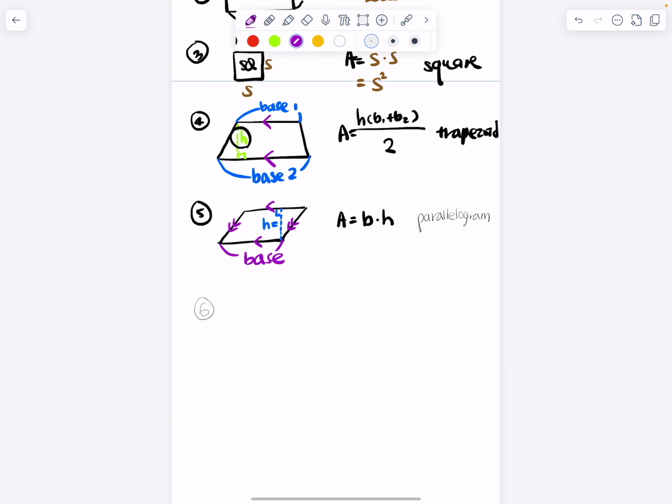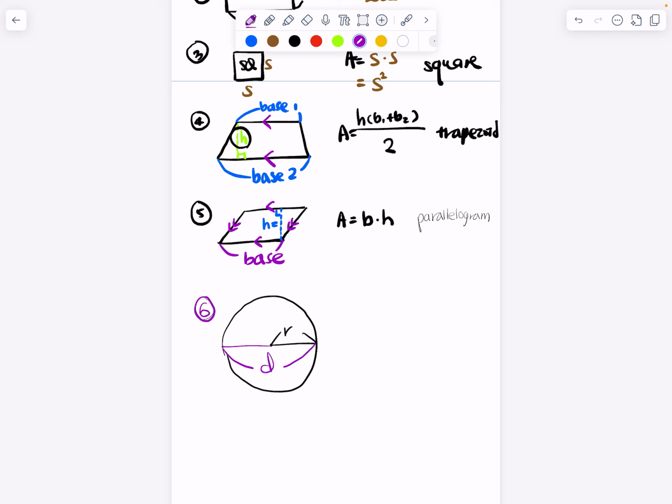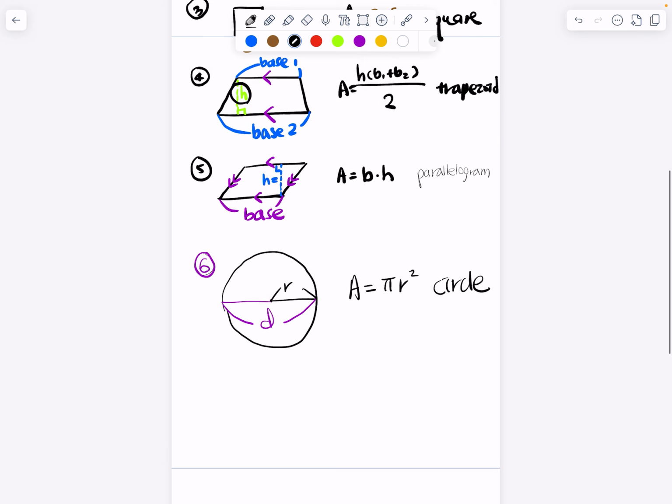Then we have the area of a circle. Here's my circle. When I give you a circle and I want you to find the area of it, I better give you the radius or diameter. Obviously, you know that diameter is double r, or in other words, radius is half the diameter. But anyways, in this case, the area of a circle is pi r squared. And this is the circle area formula.